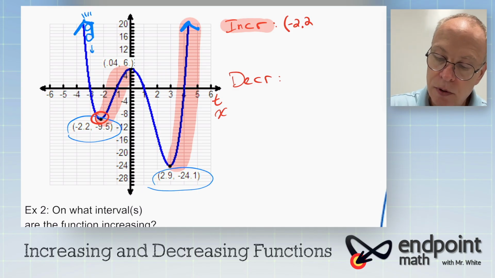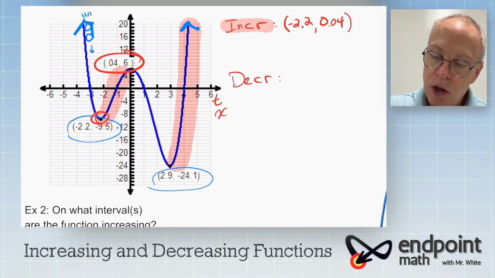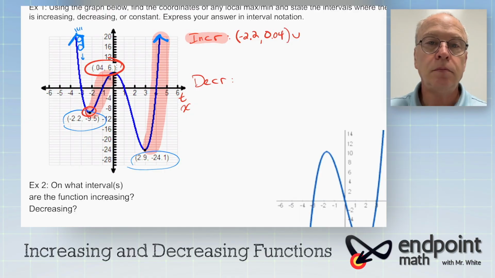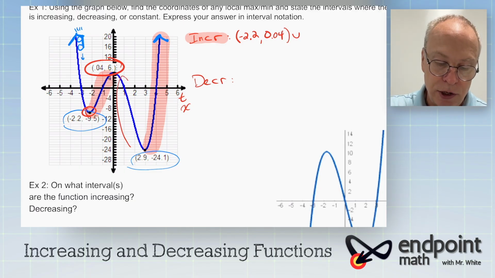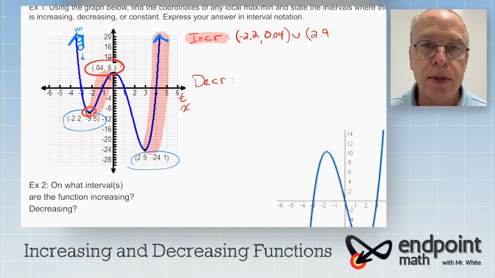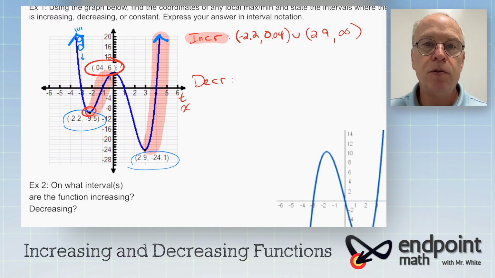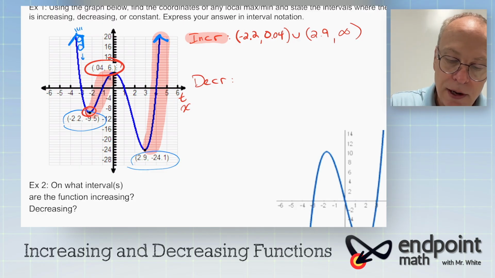So negative 2.2 all the way up to 0.04. I almost messed that up. You see how this is 0.04 actually. And then union, when does it start going up again? We got to skip this region right here, it was actually going down. So we're going to skip that. And then it starts going up again after 2.9 seconds is one way to think about it. And then forever and ever it goes up. So that's the interval where it's increasing.